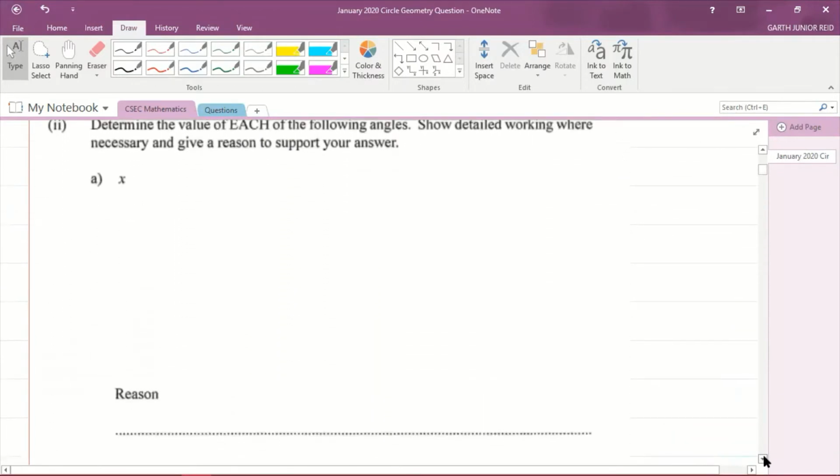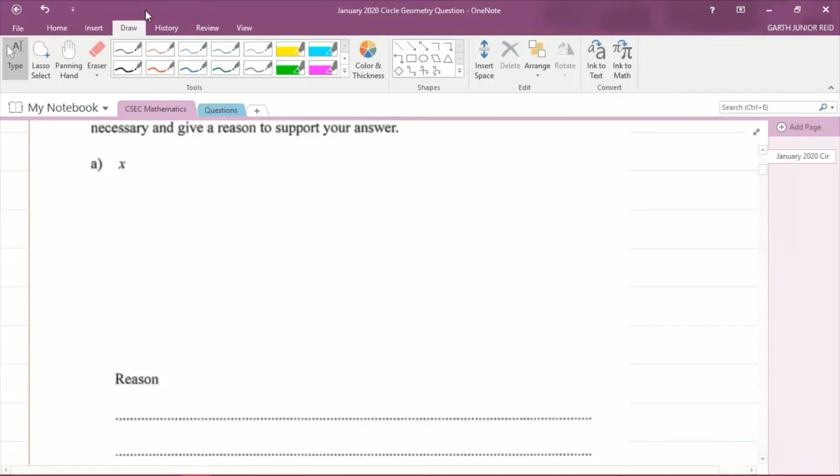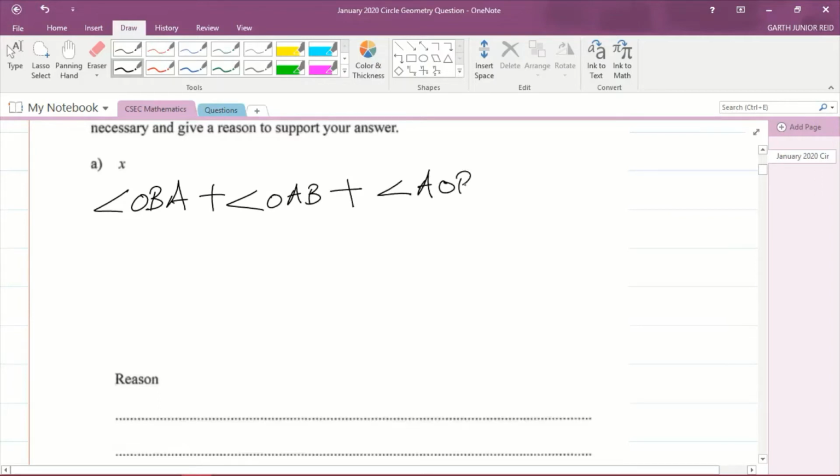Let us write our solution here. We are saying that the angle OBA plus the angle OAB plus the angle that we don't know, which is the angle AOB, which is the x, is equal to 180 degrees. So angle OBA was 37 degrees, angle OAB was also 37 degrees, and the angle AOB, which we don't know, is our angle x. And that should be equal to 180 degrees.